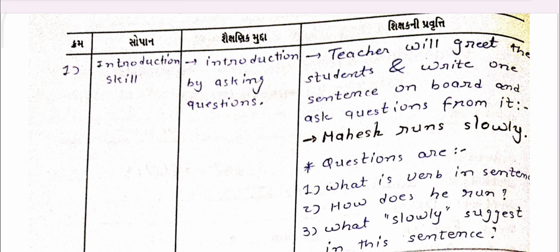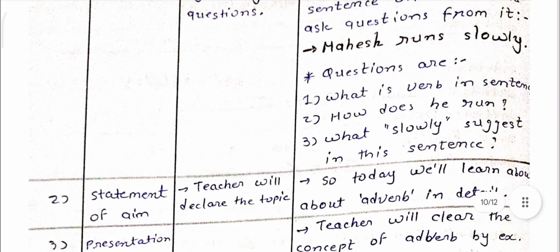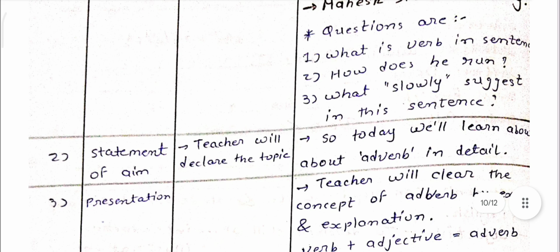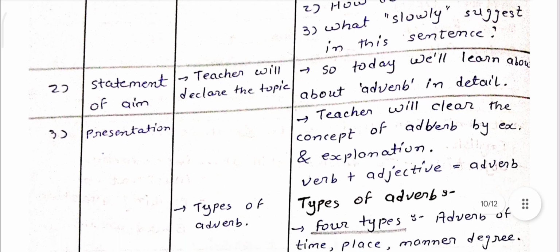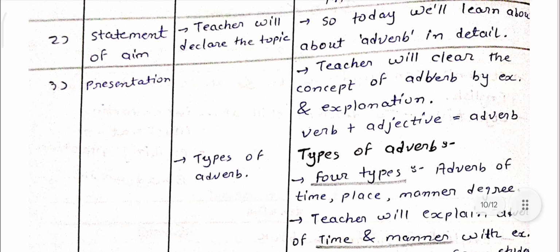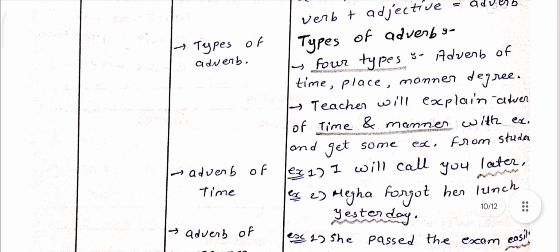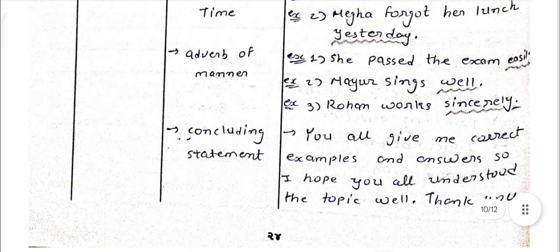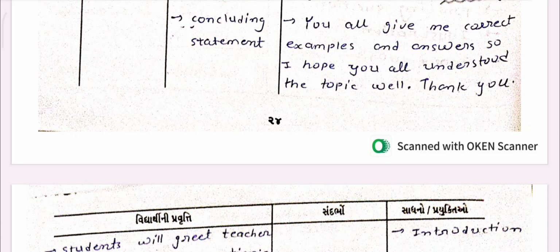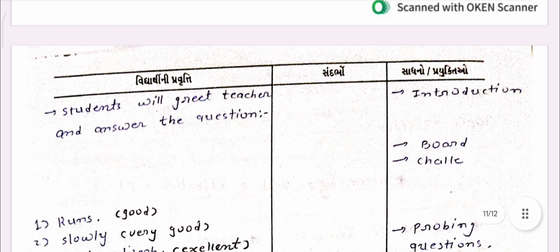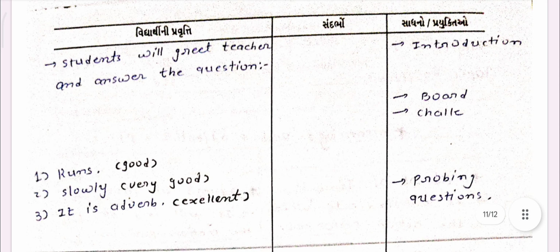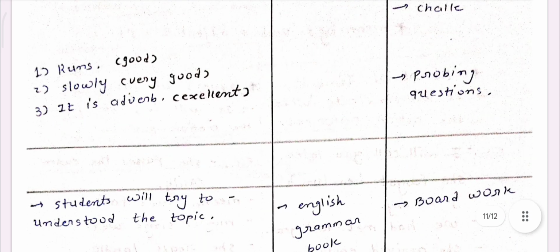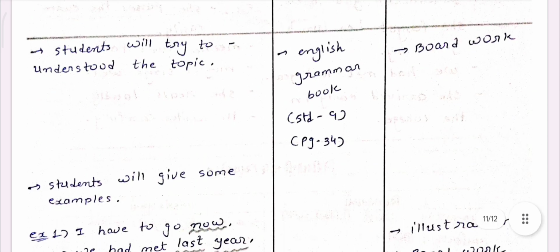In the introduction skill, I have written one sentence on the board and asked questions regarding this sentence. Second is the statement of aim, and third is the presentation. Here I have explained types of adverb, adverb of time and manner. Then the concluding statement. Here I have given some examples of my topic and asked for some examples from students.